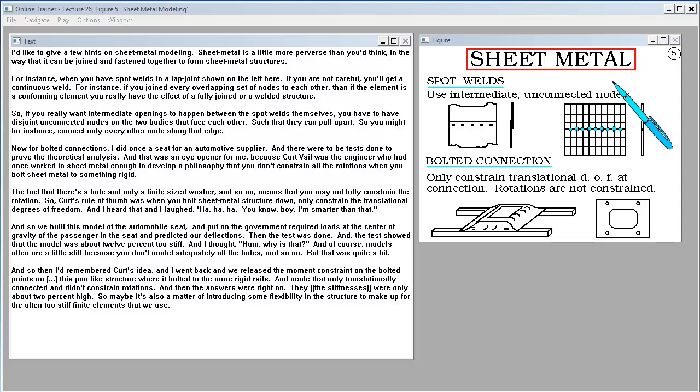And of course models often are a little stiff because you don't model adequately all the holes and so on. But that was quite a bit. And so then I'd remembered Kurt's idea, and I went back and we released the moment constraint on the bolted points on this pan-like structure where it bolted to the more rigid rails, and made that only translationally connected and didn't constrain rotations. And then the answers were right on. They were only about 2% high.